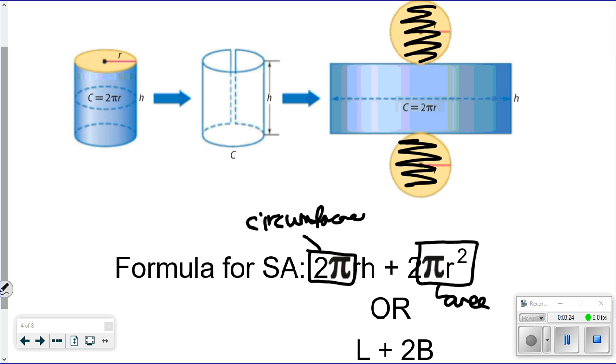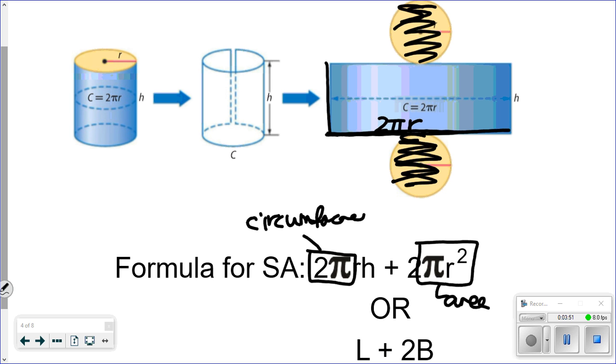This is what a cylinder looks like pulled apart. We know how to find the area of these. Now what shape is this? It's a rectangle, right? How do you find the area of a rectangle? Length times height, right? Okay, so we know this is height. Why would this be 2 pi r?